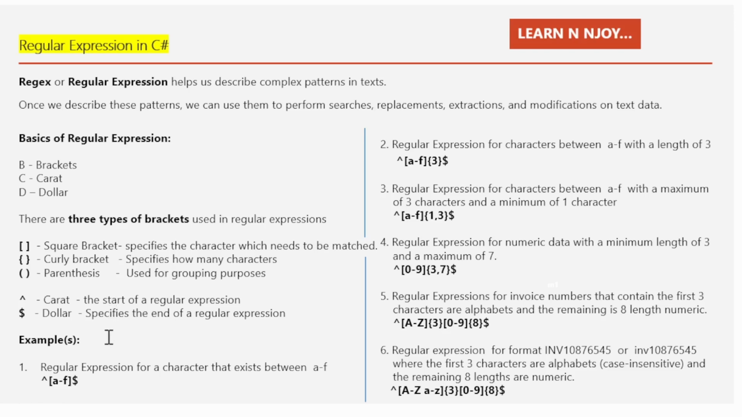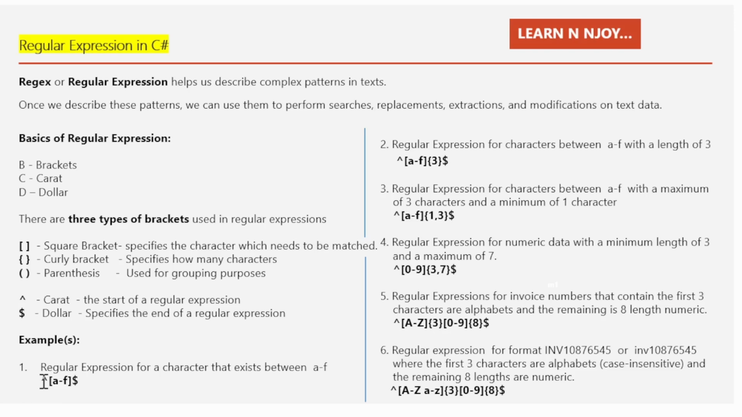Now we saw the basics. Let's apply these basic concepts of regular expression while writing the pattern. For this, let's see the example shown over here. Example number 1, where we need to write a regular expression for a character that exists between A to F. How are we going to write it? We need to write first the caret sign that indicates that I am starting a regular expression over here. And then we need to write the dollar sign that specifies the end of a regular expression. And then we need to write the pattern as per the requirement. And the requirement over here is a character that should exist between A to F.